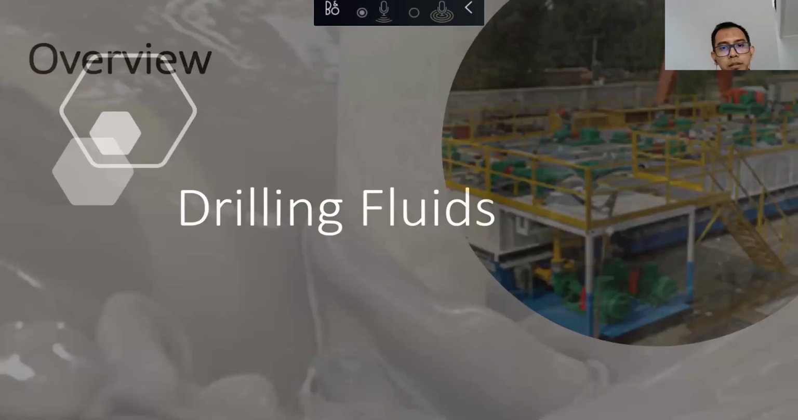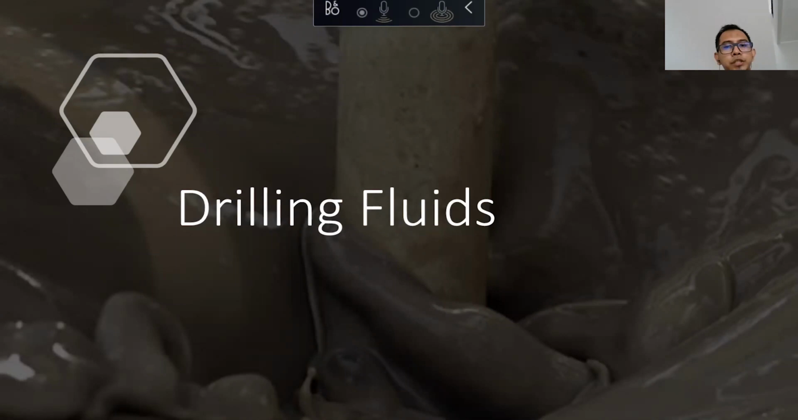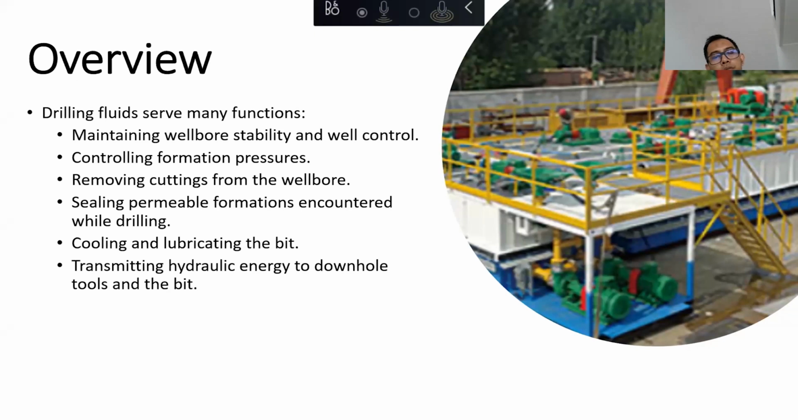This is number 2, the second chapter before we end. Drilling fluids serve many functions: maintain wellbore stability and well control, controlling the formation pressures, remove cuttings from the wellbore, seal the permeable formations encountered while drilling by creating the mud cake, cooling and lubricating the bit, and transmit the hydraulic energy to downhole tools and the bit.